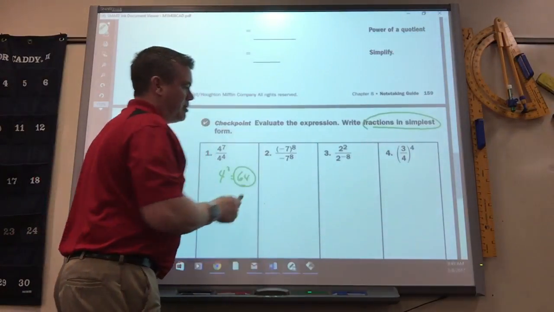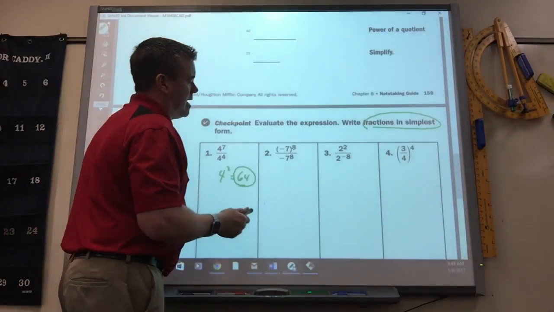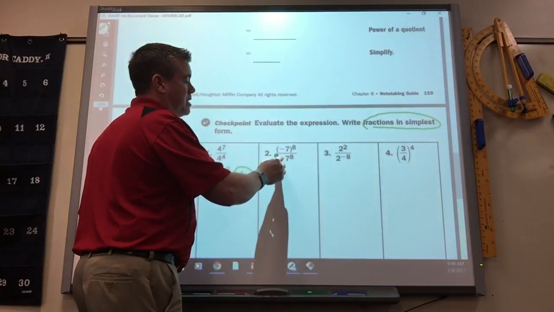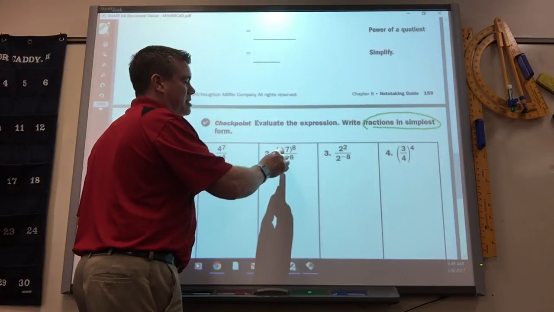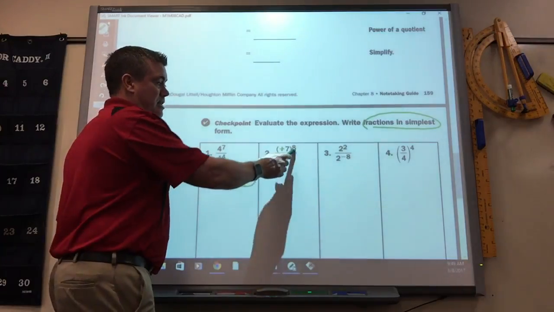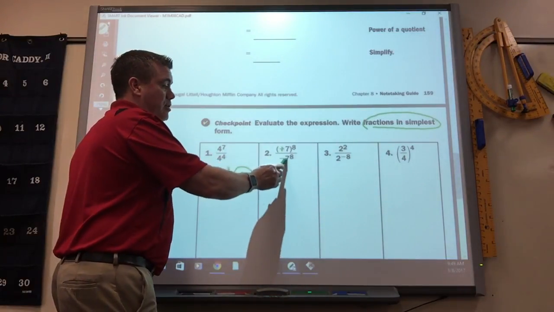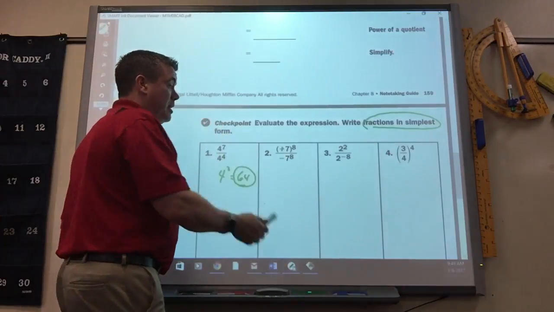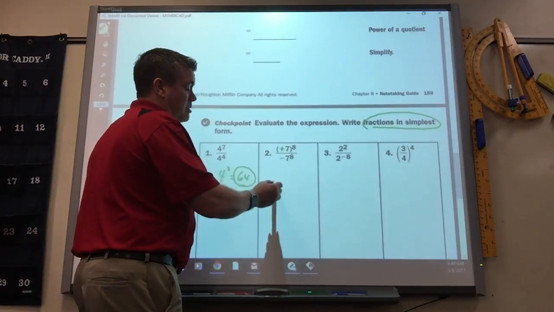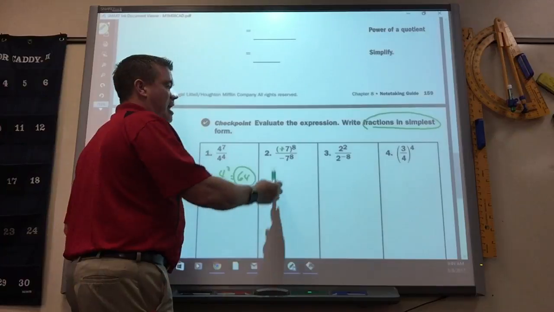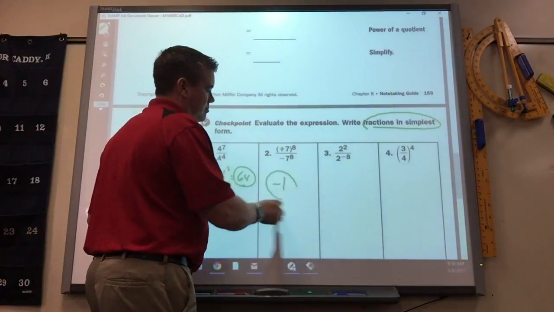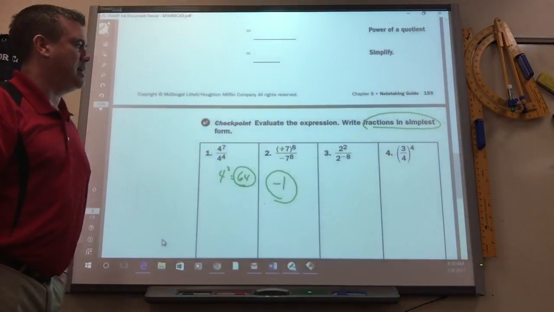This one is a little different. This one is in parentheses, so that negative is going to disappear because it's an even amount. This one's not in parentheses, so that negative is going to stay there. So I know my answer is going to be negative, and then what's 7/8 over 7/8? 1. It's the same thing over itself, so you cancel.